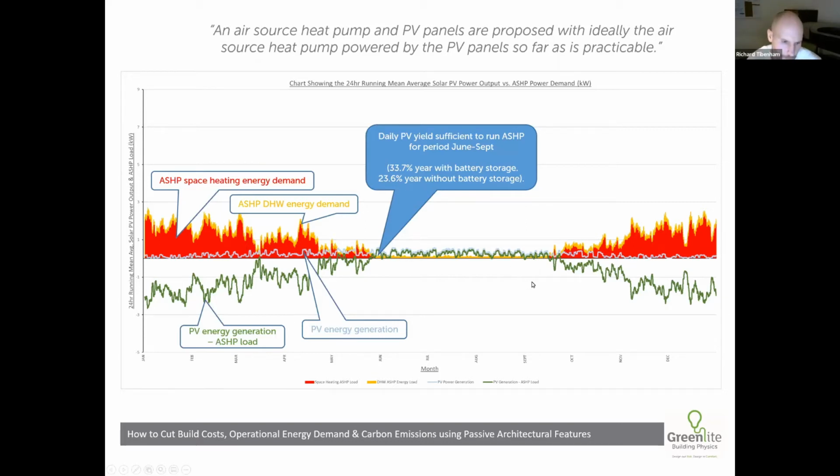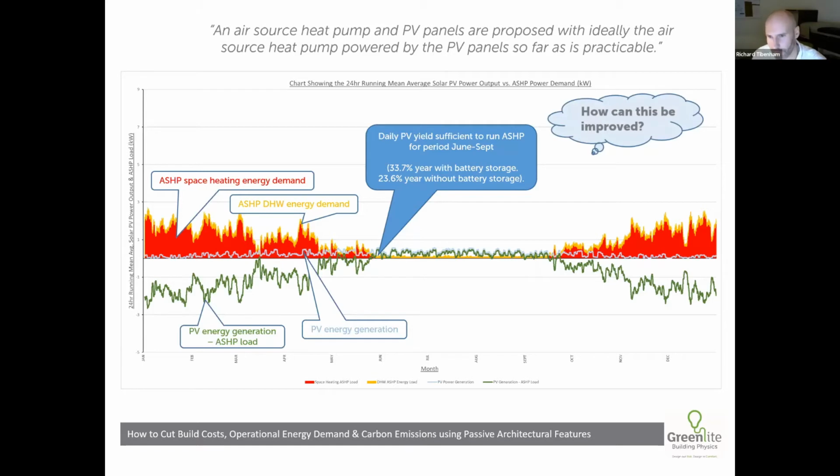Now, there are considerations to bear in mind with that, which are to do with the seasonal carbon factor of the electric grid, and that's something that we can look into during our next webinar.